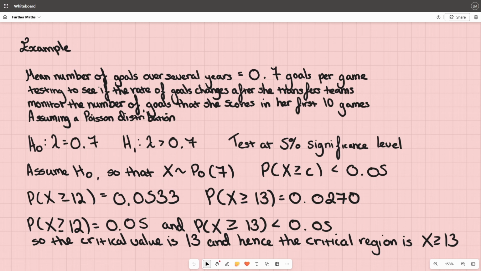So here's a question. The mean number of goals over several years is 0.7 goals per game, and we're testing to see whether the rate of goals increases after she transfers teams. We're monitoring the number of goals that she scores in her first 10 games, and we're assuming a Poisson distribution. So we write our two hypotheses first: H0 where lambda is equal to 7, and H1 where lambda is greater than 7, and we're testing at a 5% significance level.